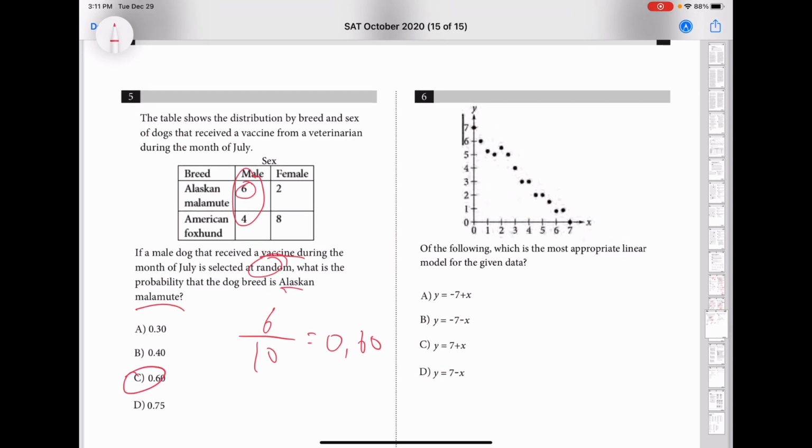Number 6, which of the following is the most appropriate linear model for the given data? We have a negative slope. So that means we should have a negative coefficient in front of the x. So it should be negative nx, where n is some negative number. So we're going to get either answer choice B or D because we have a negative x here. And then the y-intercept looks like it's a positive 7. This is a negative 7 for answer choice B, so B is no longer possible. So the answer should be D with a positive 7 as the y-intercept. So for number 6, the answer is D.